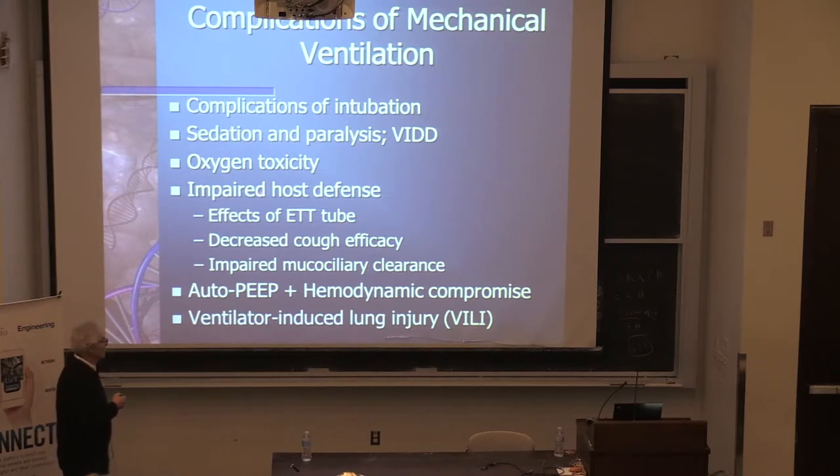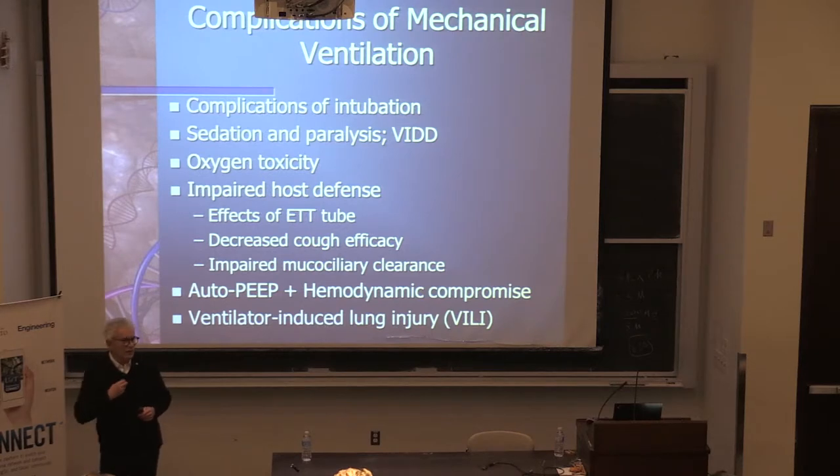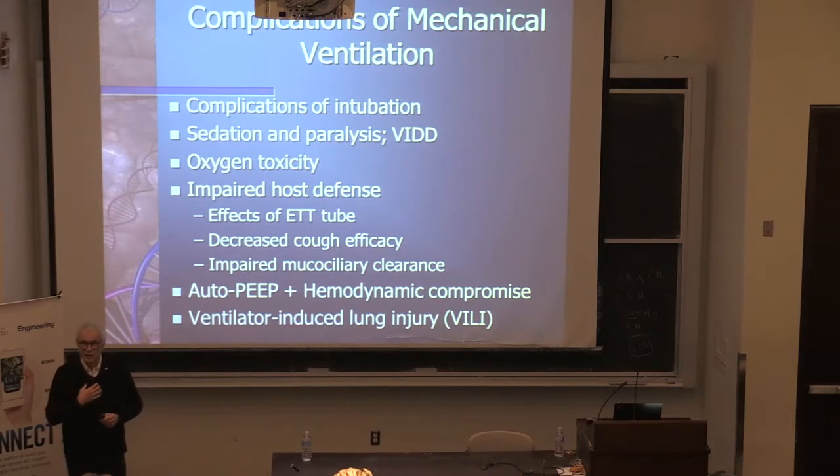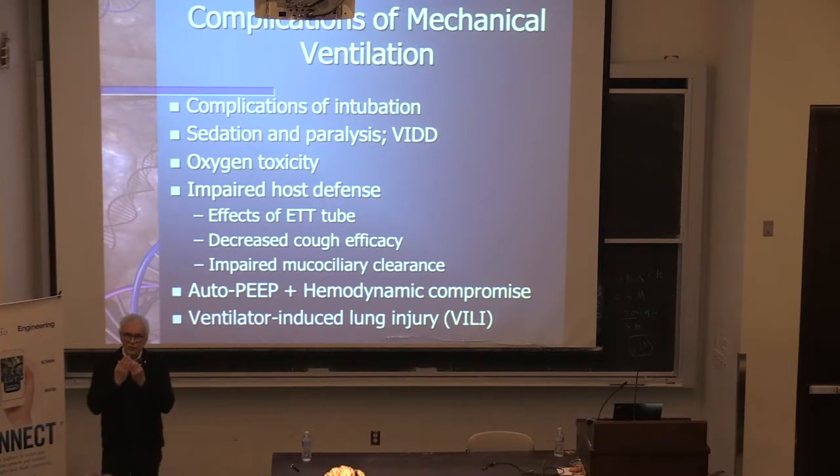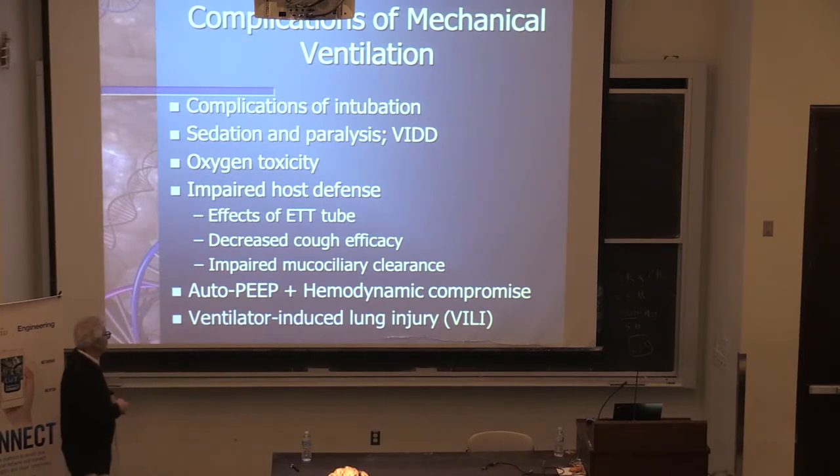There's oxygen. You used to use 100% oxygen all the time, and that turns out to be a problem. There are problems with host defense. When you get an infection in your lung, you cough, and that's good because you're getting rid of whatever that infection was. If you've got a tube down, you can't cough, because to cough, you have to close your glottis, generate a high pressure, and then release. And the tube itself causes problems.